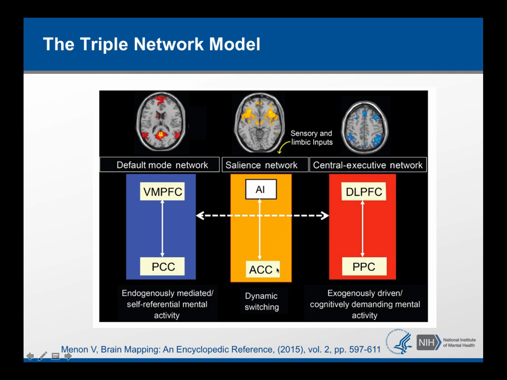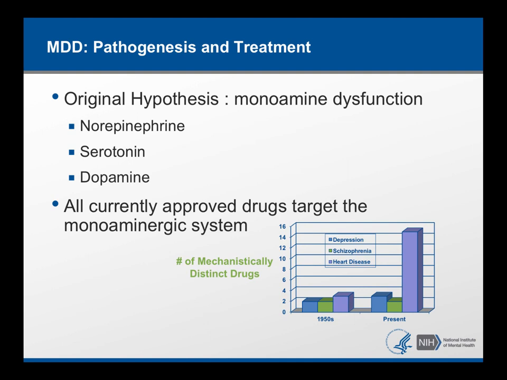And so it's been postulated that abnormal activity within and between these networks is part of the pathology of depression. So, going back a little bit to depression and how we treat it, one of the original hypotheses for depression was monoamine dysfunction, or dysfunction in one of the monoaminergic neurotransmitter systems, such as norepinephrine, serotonin, or dopamine.